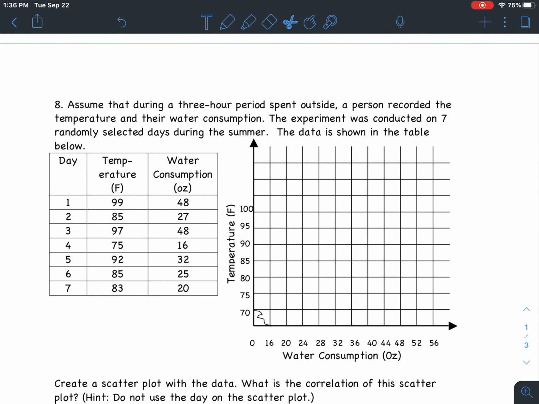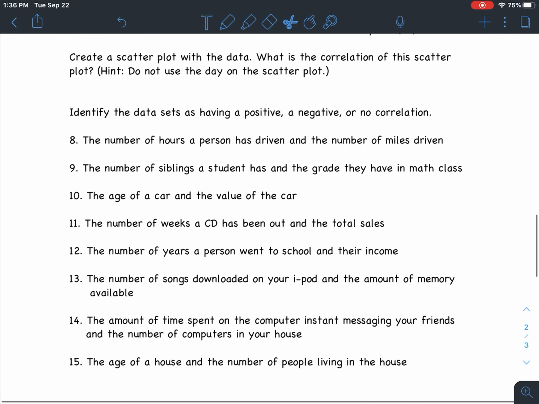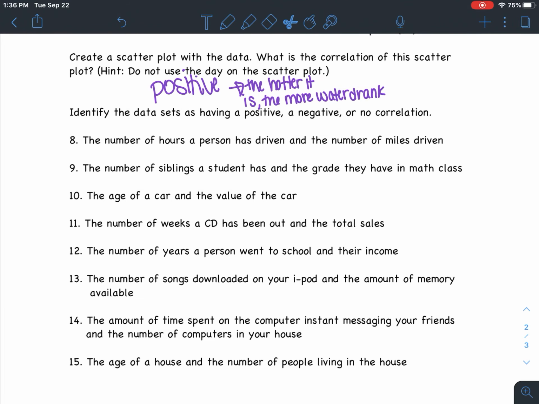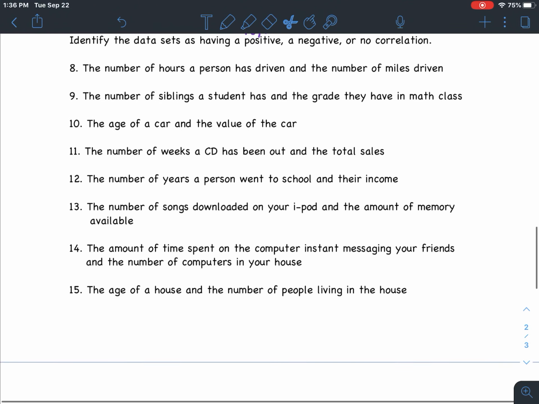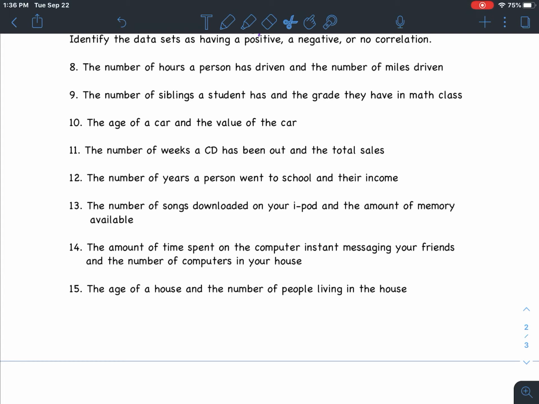So this temperature and water consumption. And then we'll jump down to the second part. Identify the data sets as having a positive, negative, or no correlation. So as one goes up, the other one goes up, or as one goes down, the other goes up, or maybe they have nothing in common.